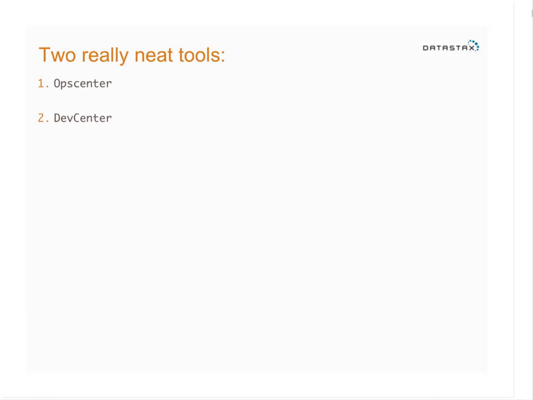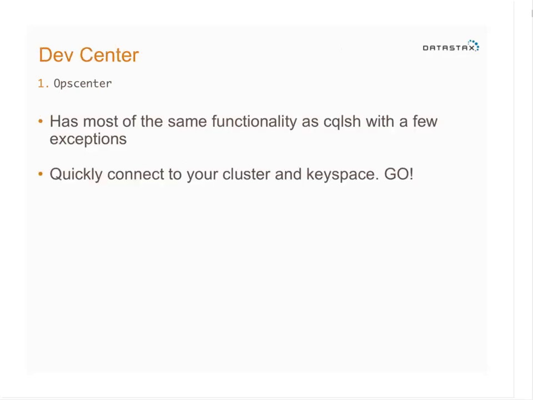So 2 really great tools you can use with Cassandra are OpsCenter and DevCenter. DevCenter is a free tool you can download on the Datastax website. It's a really cool alternative to CQL shell if you prefer a GUI. You can connect to a local server or remote cluster.